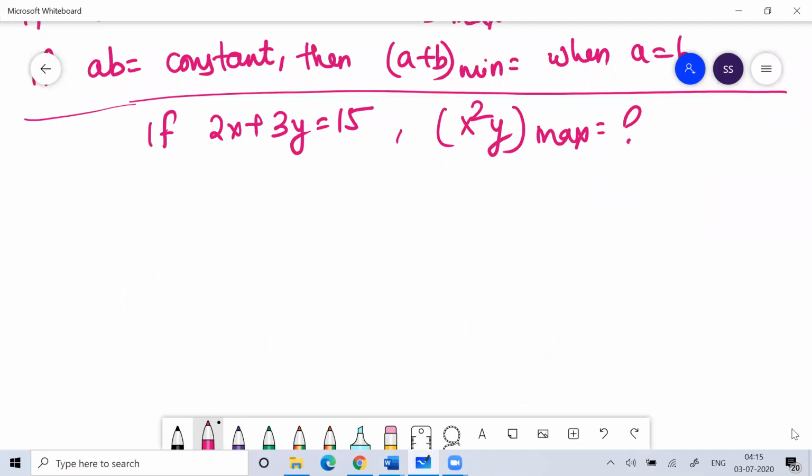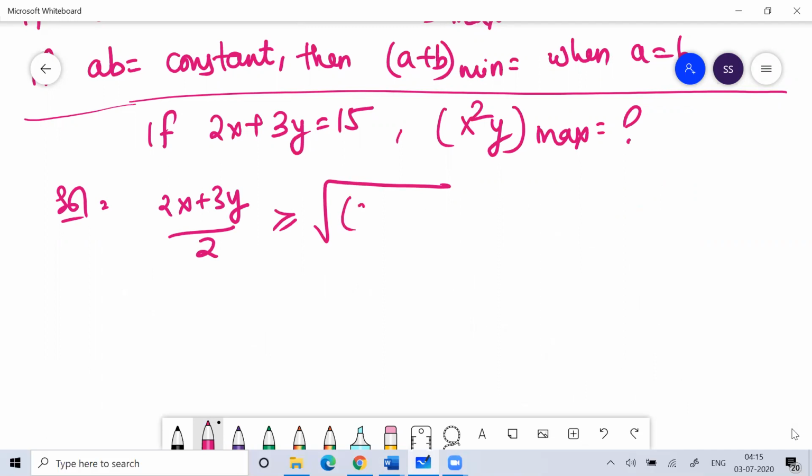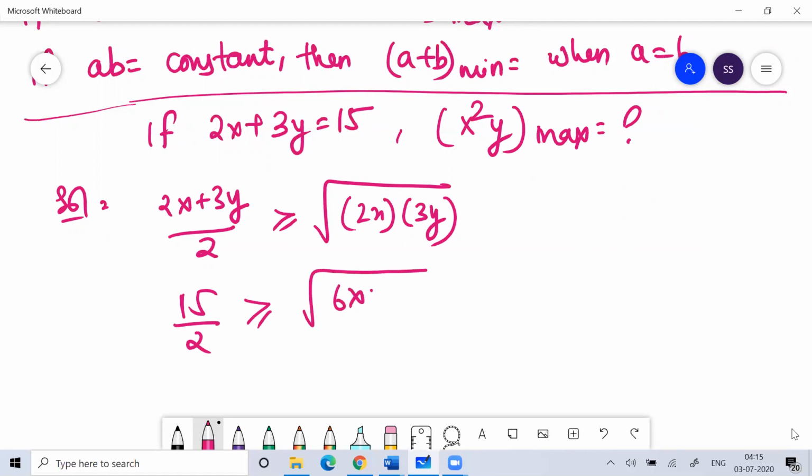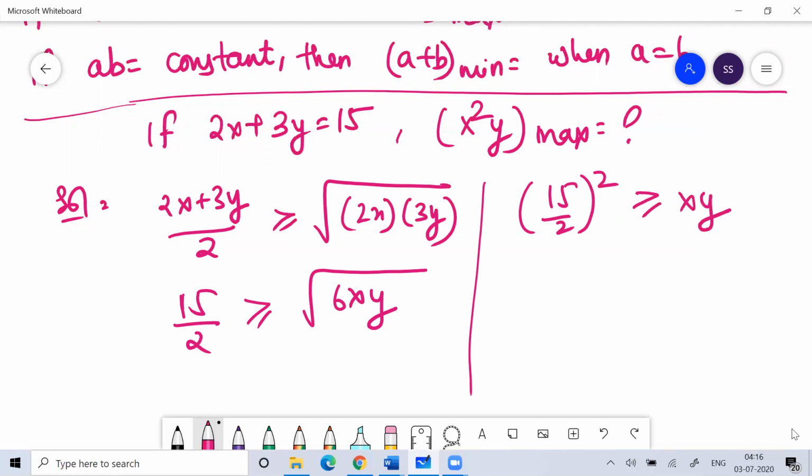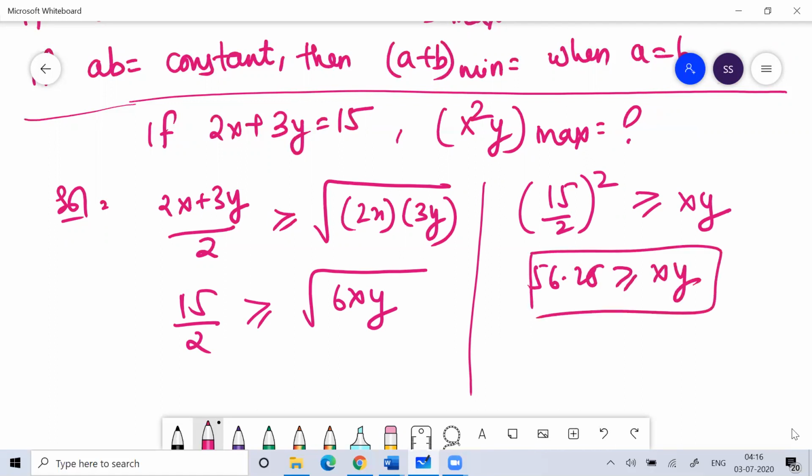Now if you apply the same logic, (2x plus 3y) by 2, the arithmetic mean of these two numbers, would be greater than or equal to the geometric mean, which is the square root of 2x and 3y. So 15 by 2 is greater than or equal to the square root of 6xy. But this is not serving my objective. If I bring a square here, 15 by 2 whole square, that is 56.25, is greater than or equal to 6xy. This is not serving my objective because I want the maximum value of x square y.